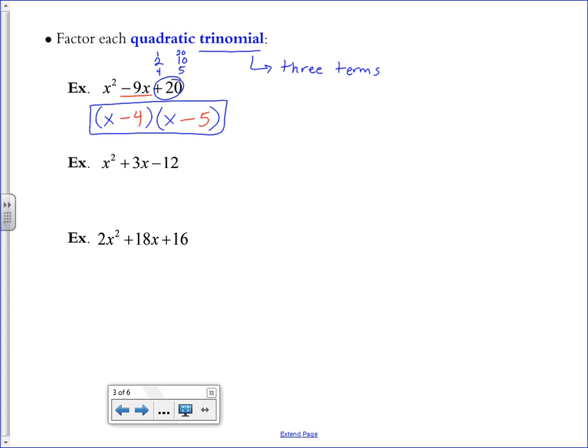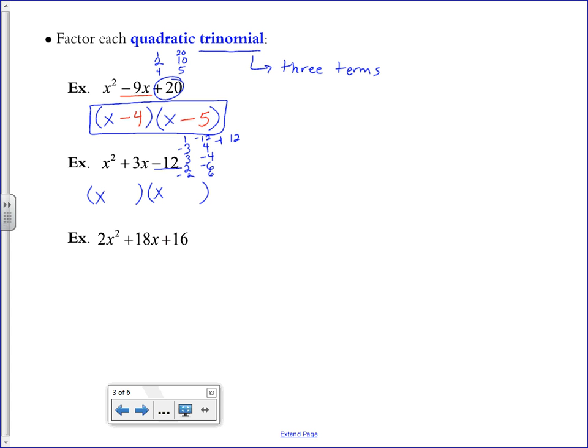Let's try that again. So we have a trinomial. It's going to get factored into two binomials. I start by filling in an x in each parentheses. Then I look to my negative 12. The factors of negative 12 include 3 and 4. One of them would have to be negative, but not both this time. 2 and 6. Again, one of them would have to be negative, but not both. 1 and 12. Again, one of them would have to be negative, but not both. And that's all of them.